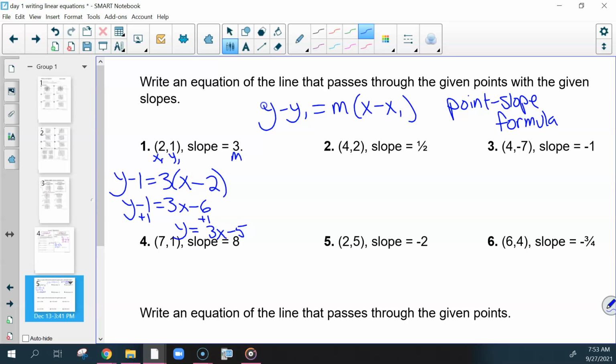So for number 6, negative 3/4, is that like 3/4, like 0.75? So leave it as a fraction. It is 0.75, but leave it as a fraction, and the slope would just be negative. So we're going to go to number 3 because it has a negative.